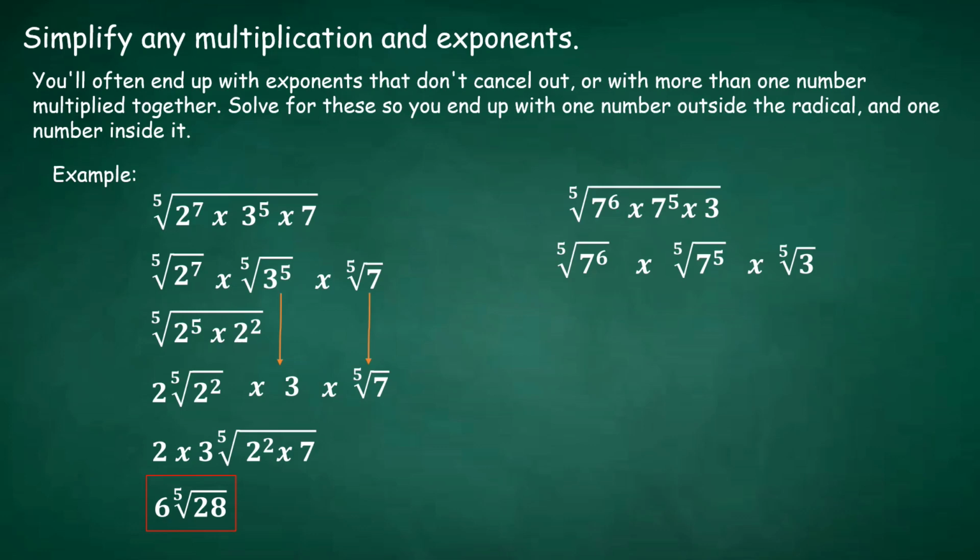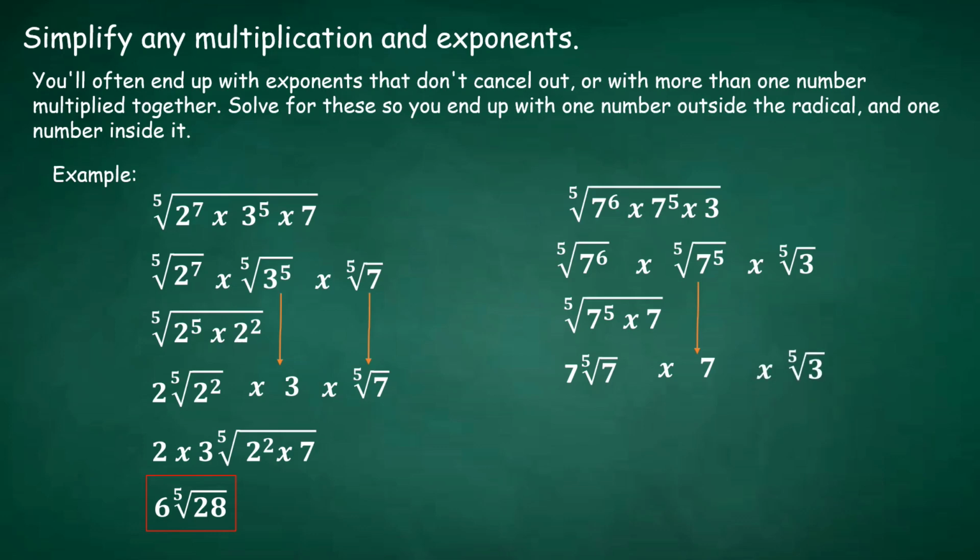By the rules of exponents, the root and exponent cancel out in the first term. The fifth root of 7 raised to the power of 6 becomes the fifth root of 7 raised to the power of 5 times 7, so that we can cancel the fifth power and put 7 outside of the radical, and the other 7 remains in the radical. Then the fifth root of 7 raised to the power of 5 becomes the whole number 7, because we cancelled the fifth power. Then the fifth root of 3 remains.